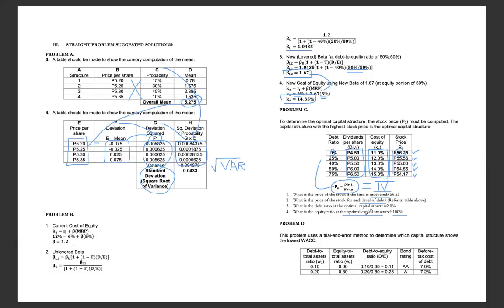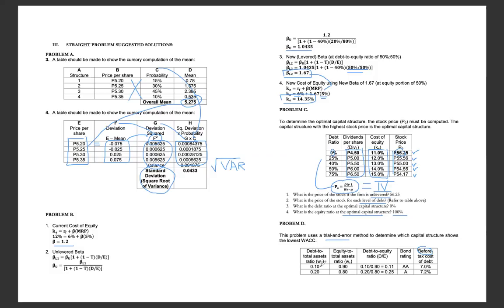Ayan po, no? And problem letter D, this problem uses trial and error method to determine which capital structure shows the lowest. This is also similar doon sa discussion natin last week as well as doon sa MCQ kanina. So before po yung binigay na tax, cost of debt. So pag yan po ay after tax, you again do not multiply yung 1 minus tax rate kung after na siya. Okay? So determine the lowest WACC.